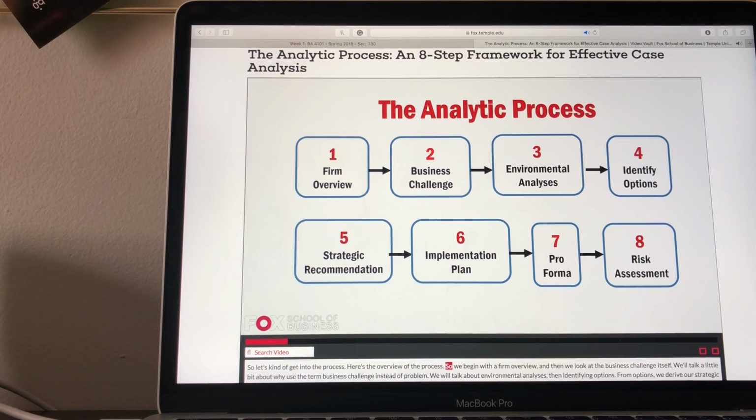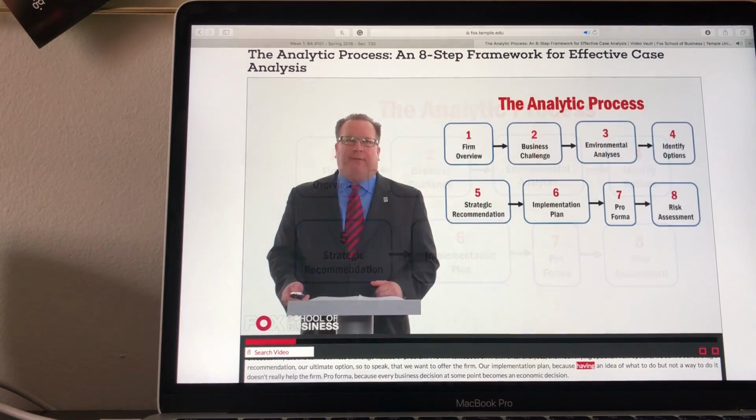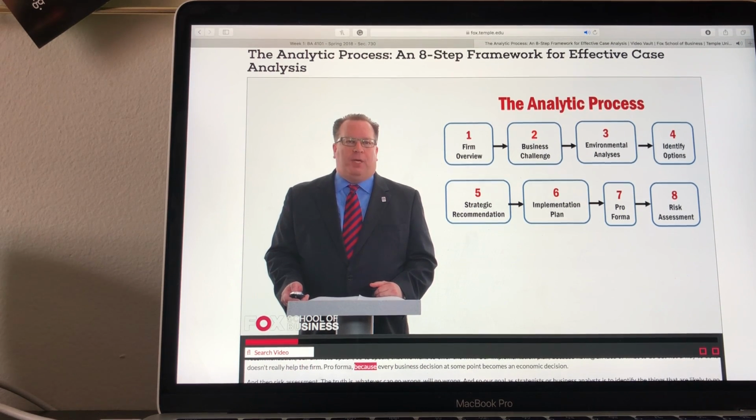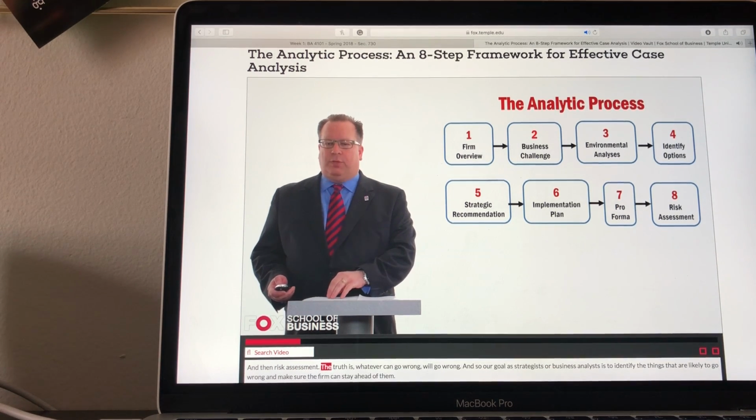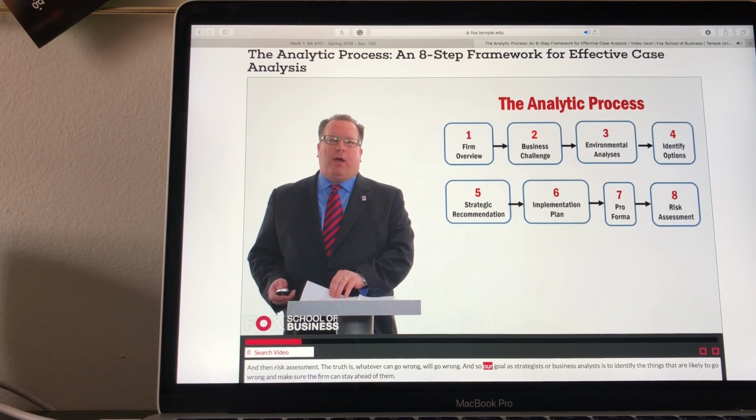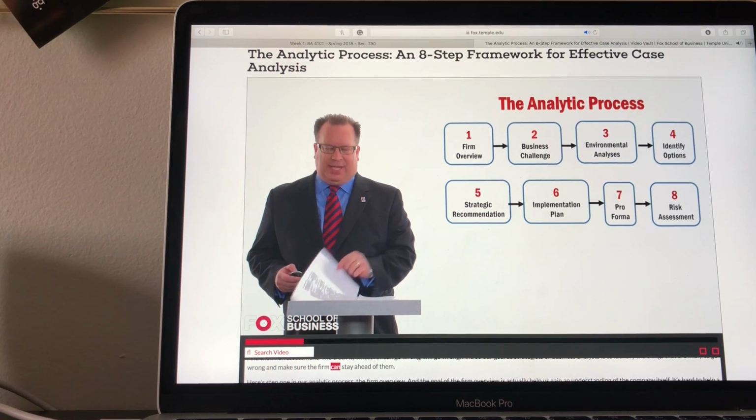Here's the overview of the process. So we begin with a firm overview, and then we look at the business challenge itself, and I'll talk a little bit about why I use the term business challenge instead of problem. We'll talk about environmental analyses, then identifying options. From options, we derive our strategic recommendation, the ultimate option that we want to offer the firm. Our implementation plan, because having an idea of what to do but not a way to do it doesn't really help the firm. Pro forma, because every business decision at some point becomes an economic decision. And then risk assessment. The truth is, whatever can go wrong will go wrong. And so our goal as strategists or business analysts is to identify the things that are likely to go wrong and make sure the firm can stay ahead of them.